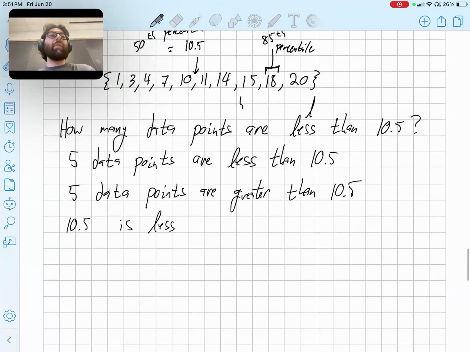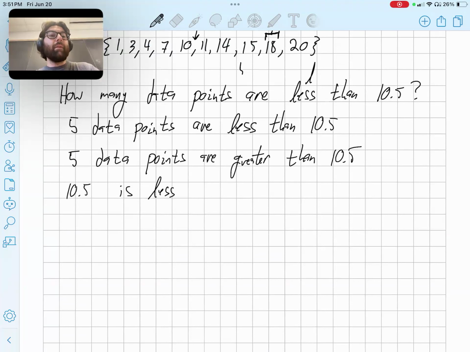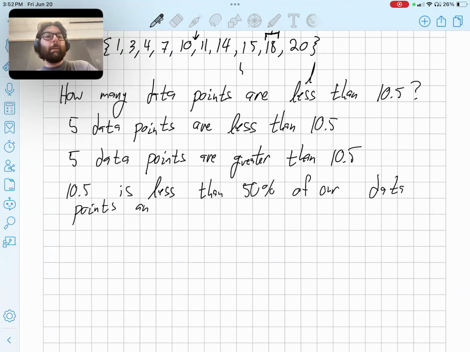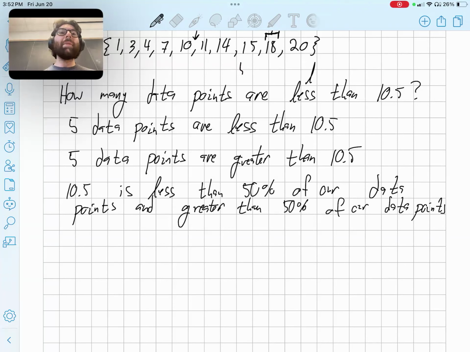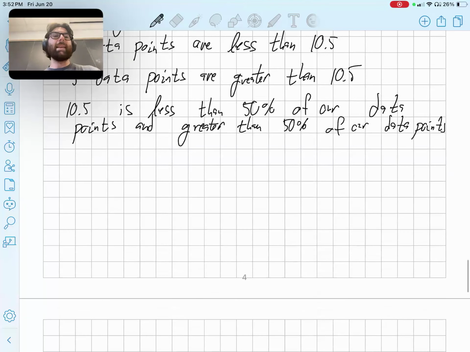So 5 is 50% of 10. That tells us that 10.5 is greater than 50% of our data points, and less than 50% of our data points. So it's smack dab in the middle, and this is exactly what we were looking for. We were saying something is in the pth percentile if it's greater than p% of our data. So that's great.